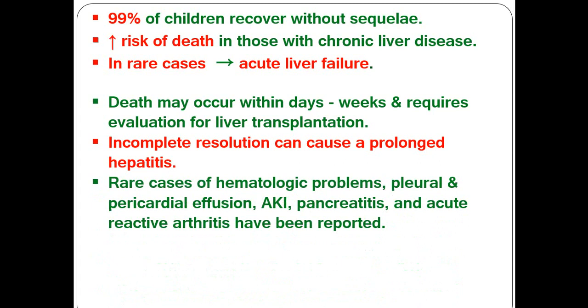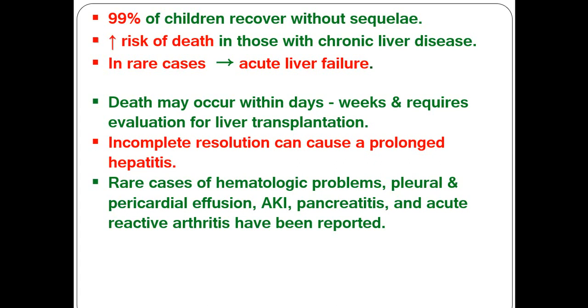In rare cases, the patient may have extrahepatic problems, like hematologic problems, autoimmune hemolytic anemia, aplastic anemia, and pure red cell aplasia. Or there may be a pleural and pericardial effusion, and there may be acute kidney injury or pancreatitis, and acute reactive arthritis have been reported following acute infectious hepatitis, but this is, as I say, rare.